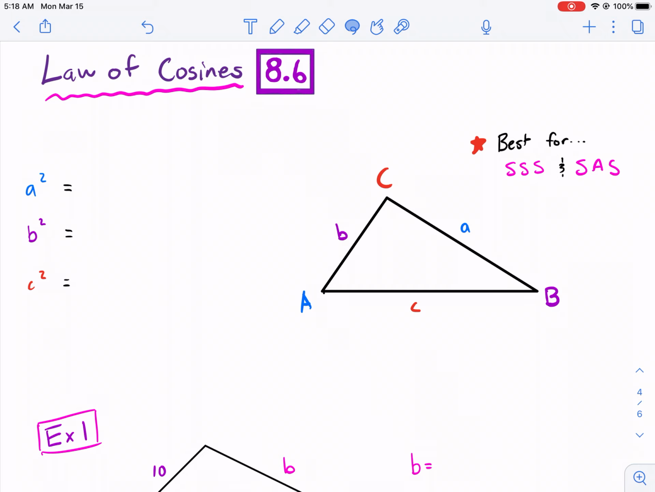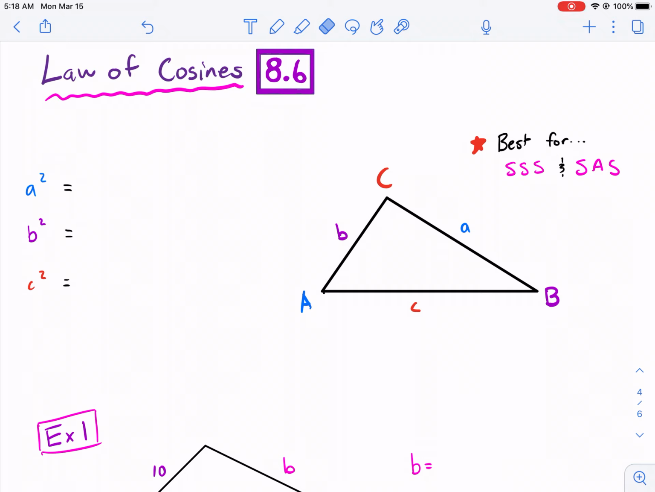Previously, we talked about the law of sines, which has its uses. The only time you can't use the law of sines is when you are given a triangle with only the sides given, A, B, and C. That's one of the uses of the law of cosines. So we're going to talk about the law of cosines and how to use it.